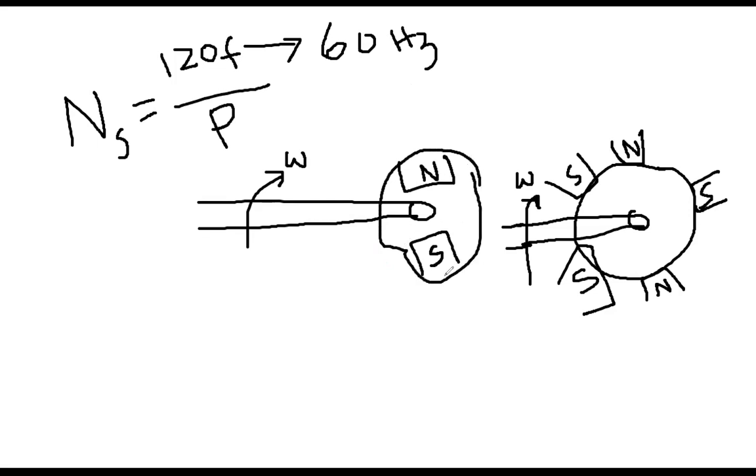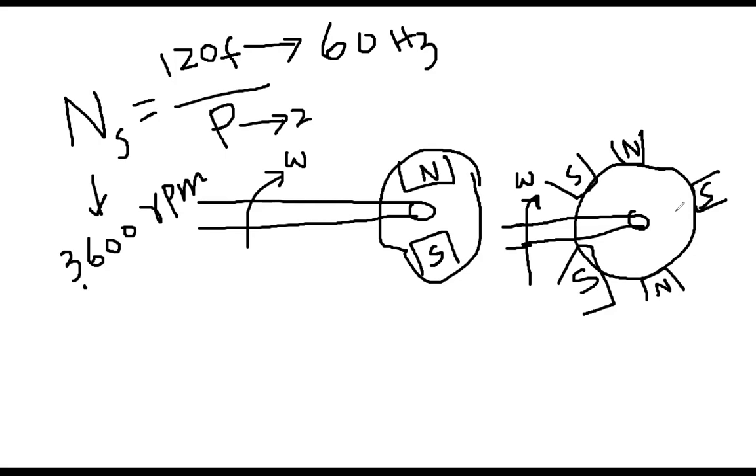Okay. So here you see there are only 2 poles. Therefore, look at this equation. If you put pole number 2, and if your frequency is 60 hertz, what is this value? If you calculate, it is 3,600 RPM, revolutions per minute.